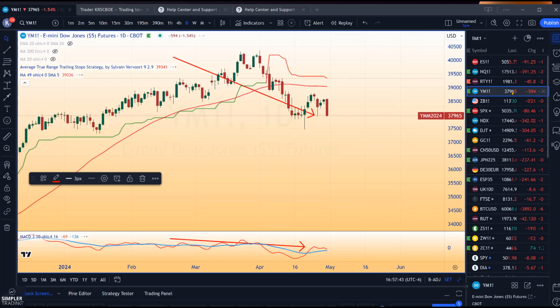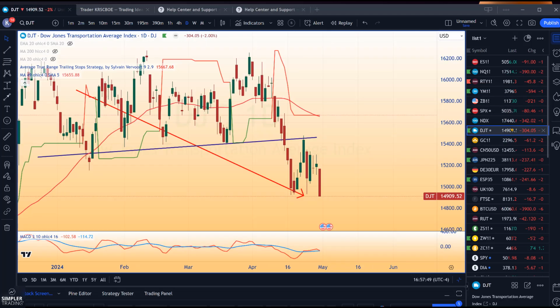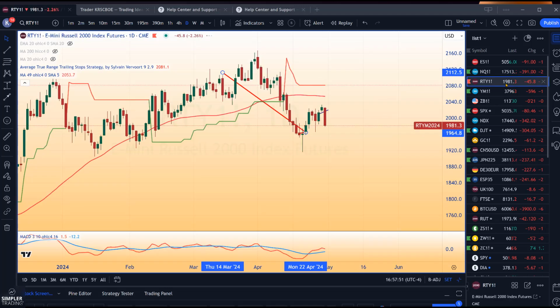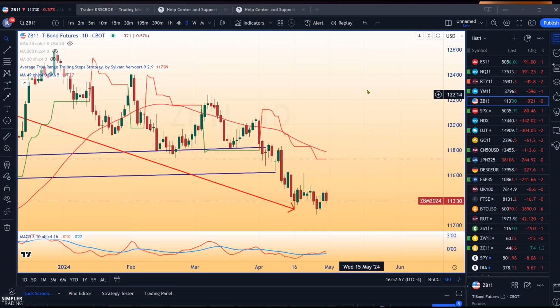How about the Dow Jones? The Dow Jones is already there. So how about the Russell? Or the transports. Transports are there. Russell is getting there. And that's what I mean. If these stay down, especially the bonds, then I think you're going to see another, even a bigger leg down in the overall market.